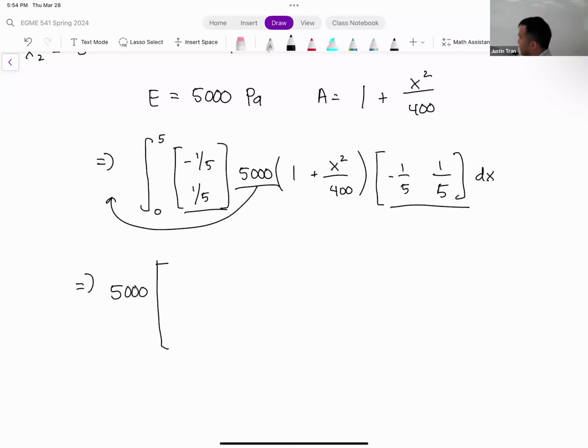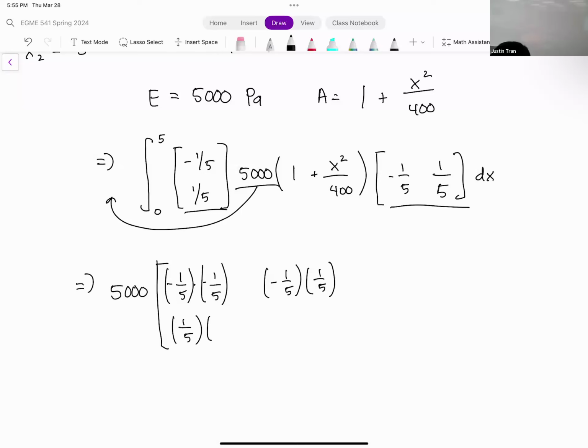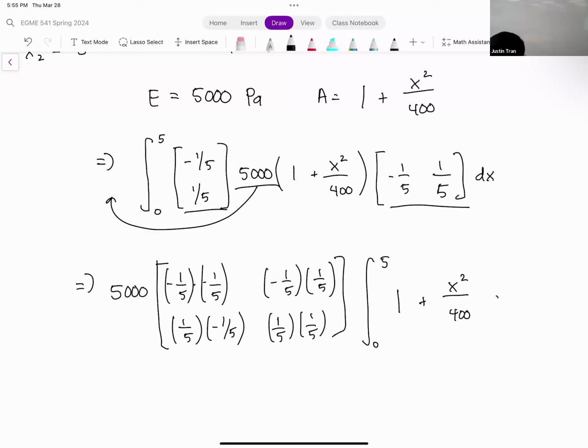Times our vector. I'm just going to do vector-vector multiplication here. So we're going to end up with a minus 1/5 multiplied by minus 1/5. Then we have minus 1/5 multiplied by a positive 1/5. Then positive 1/5 multiplied by a negative 1/5. And then positive 1/5 multiplied by positive 1/5. But all those are constant, so we don't need to actually integrate that. So we're going to integrate from 0 to 5 of 1 plus x squared divided by 400 dx.